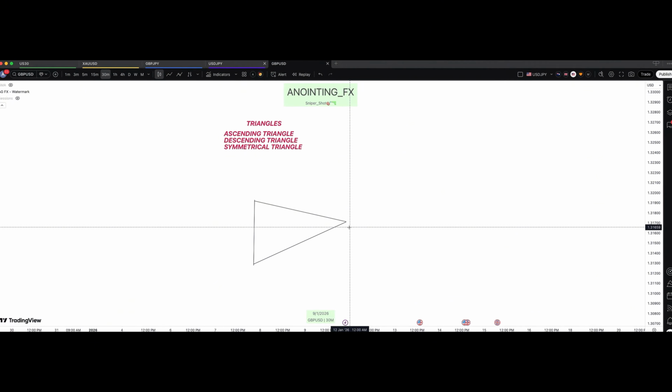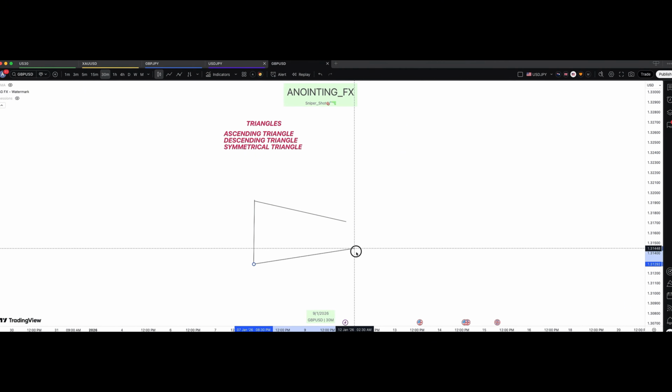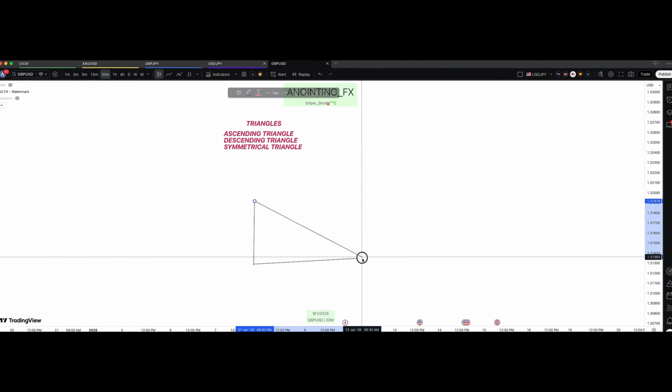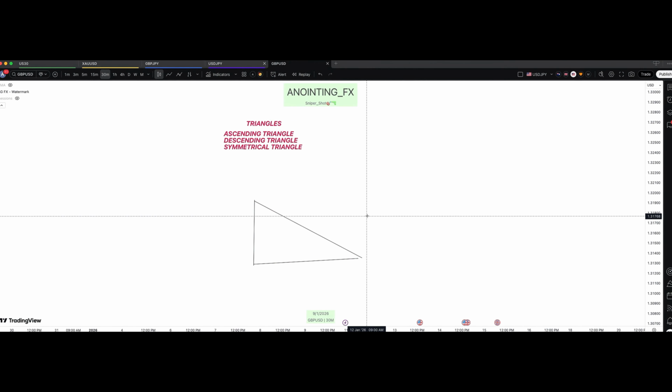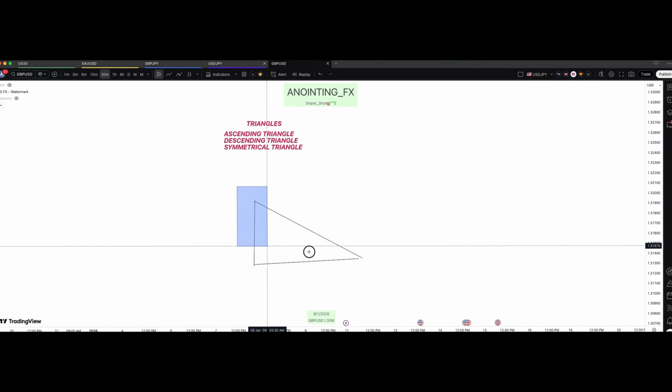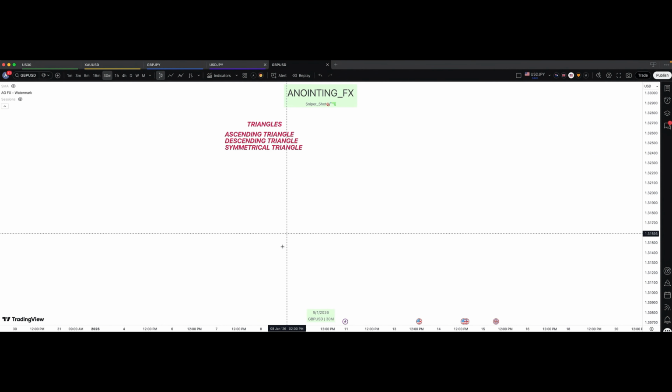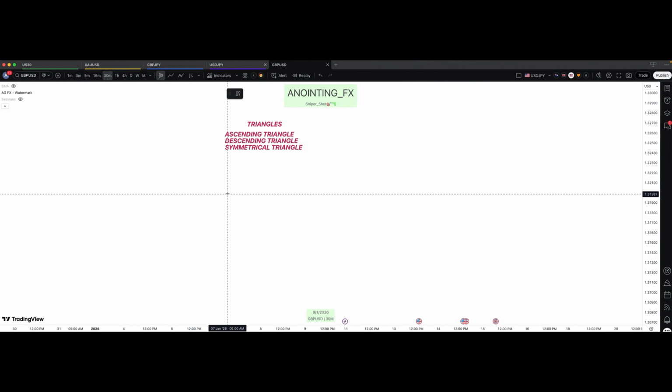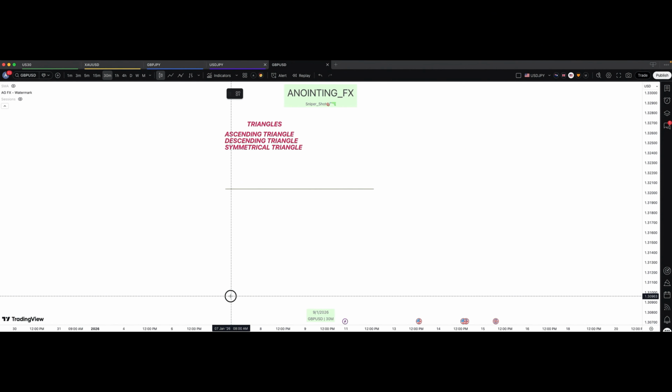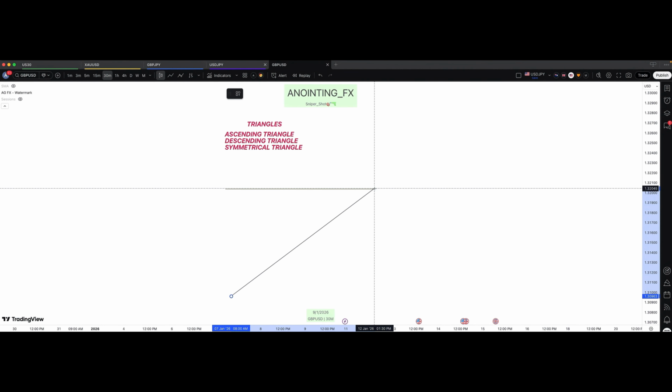But then we still have different types of triangle, like I just mentioned. We have the ascending triangle. Let me draw the ascending triangle so that we look at it quickly. With the ascending triangle, we have the resistance to be flat. There is the resistance, and then we have the support to be diagonal coming from the downside.